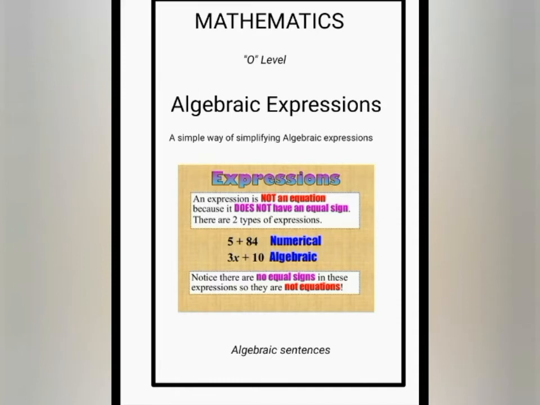So here we have two types of expressions. We have a numerical expression, then an algebraic expression. An example of a numerical expression is 5 plus 84. Then we have 3x plus 10, an example of an algebraic expression. Today we'll be dealing with algebraic sentences. I'm going to show you how to extract an expression from a sentence or from a statement.